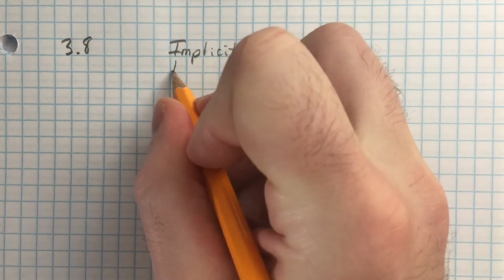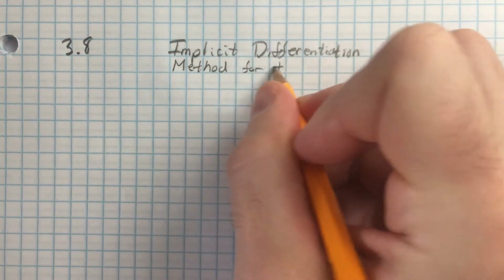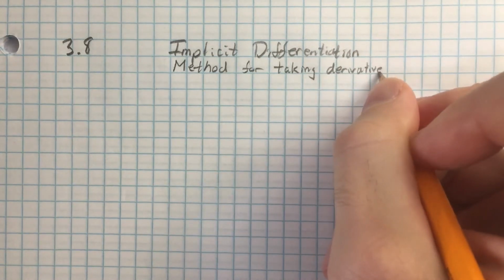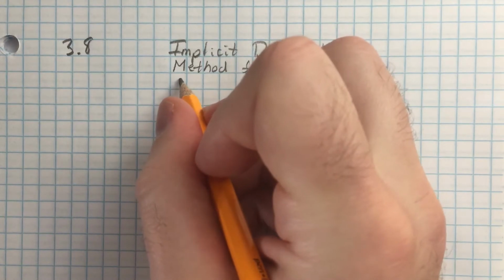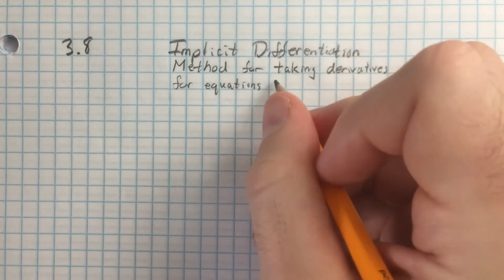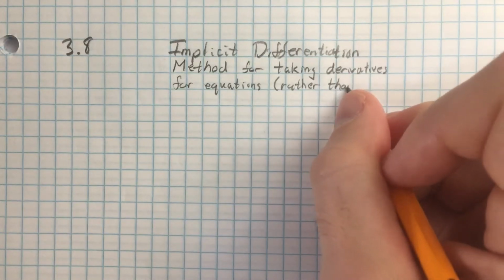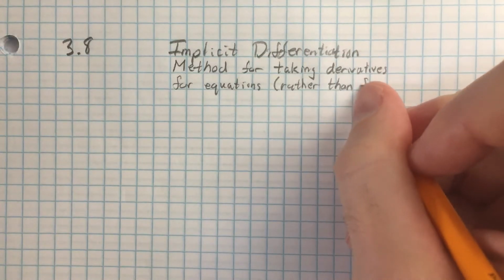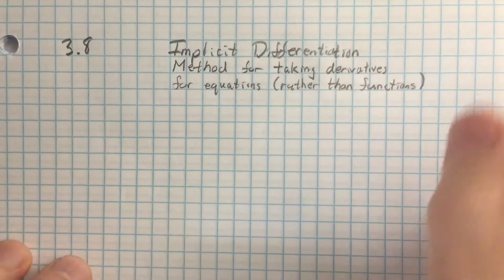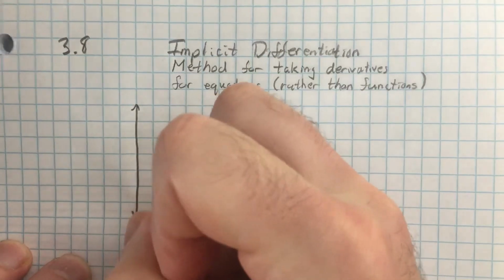This is a method for taking derivatives for equations, rather than functions. So most of these, if not all, problems in this section, you're working with non-functions. But even non-functions have derivatives. So for example, very simple case.